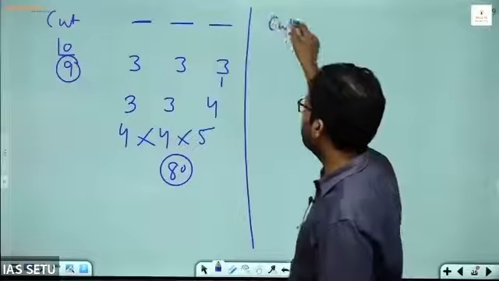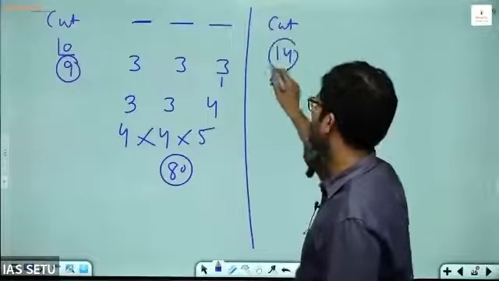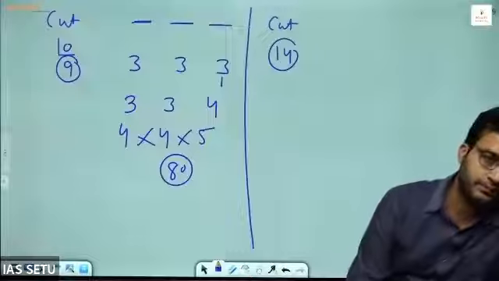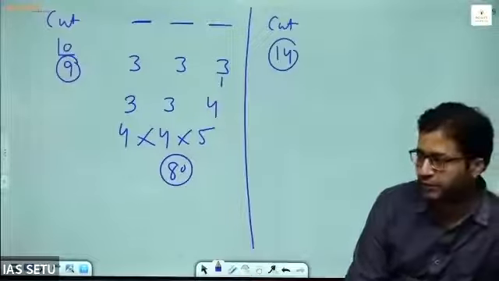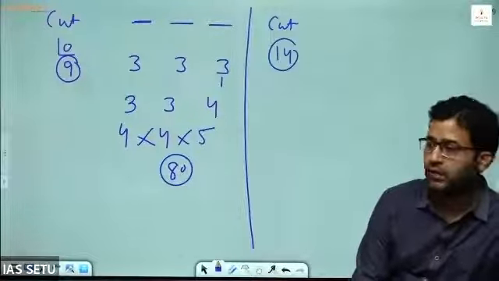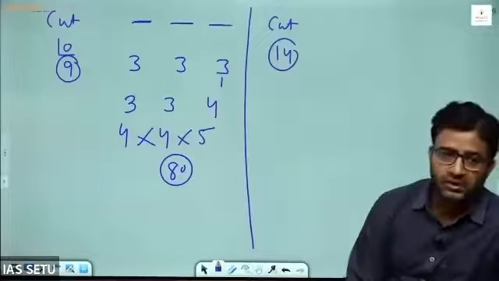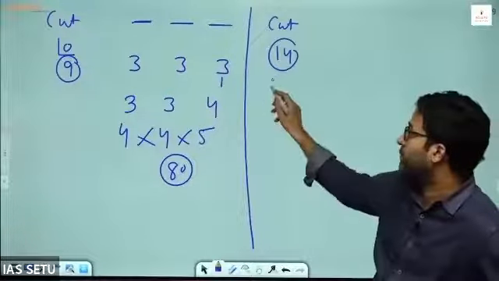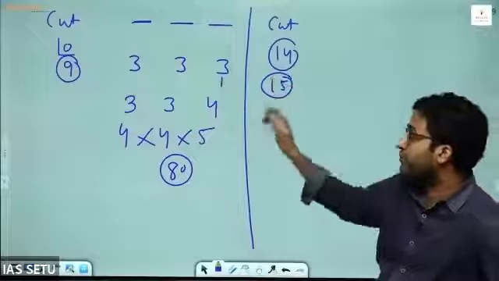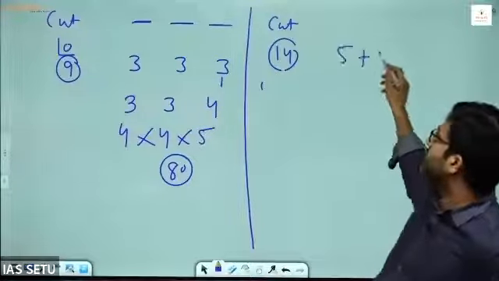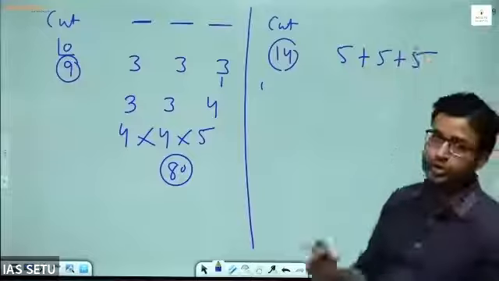Next, number of cuts 14. Step number 1, tell me the nearest multiple of 3. 14 के nearest multiple of 3. It is 15, not 12, because between 12 and 14 there is 13. Nearest multiple of 3 here is 15. So if you have 15 chocolates, how can you distribute 15 chocolates? 5 plus 5 plus 5 actually.